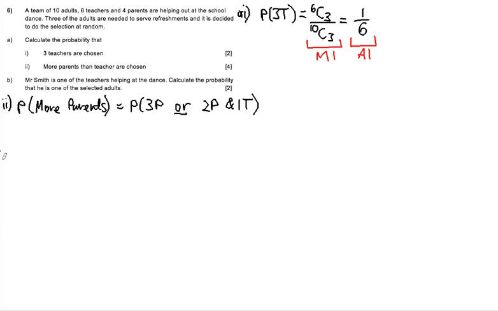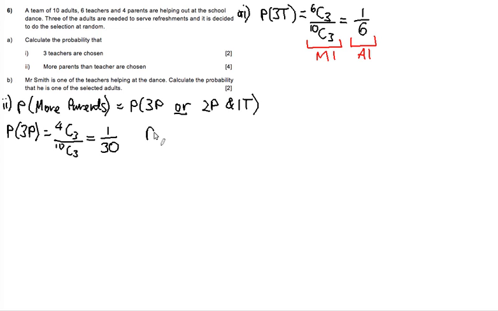Okay, so if I work out the probability of 3 parents, what we're looking at here, I want to know the number of ways to pick 3 parents from 4, so I get 4 choose 3, and this is still over the number of outcomes, which is 10 choose 3. And when we work this through, I put this into my calculator and get an answer of 1/30.